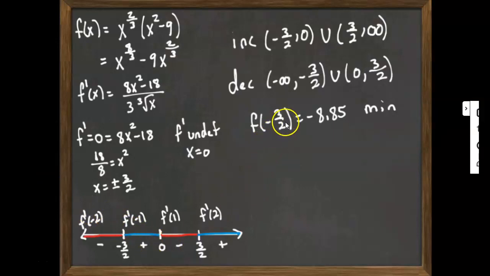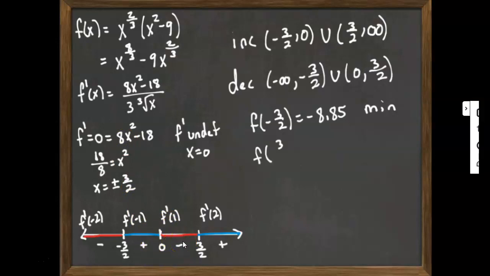So we know that negative 3/2 will be a min. At 0, we see it's increasing and then decreasing. That's the behavior for a relative max. It's required though that the function be defined there. Notice the derivative is not defined at 0. But if we go back to the original function, yep, we can plug in 0, and so we're going to have a relative max there at 0.